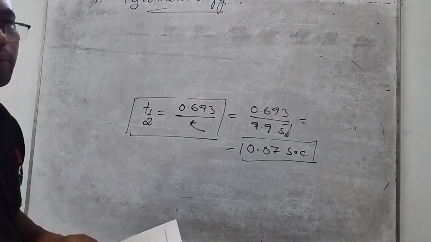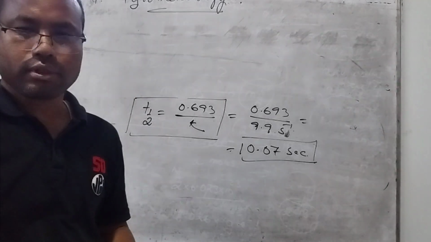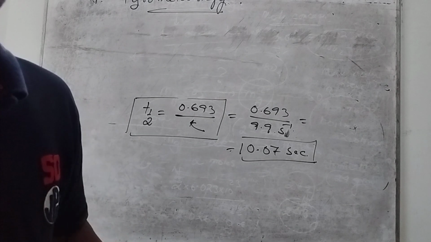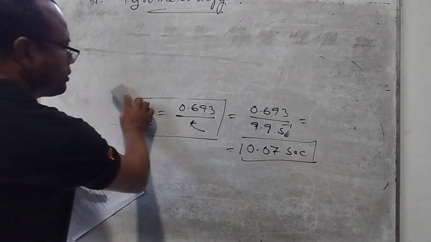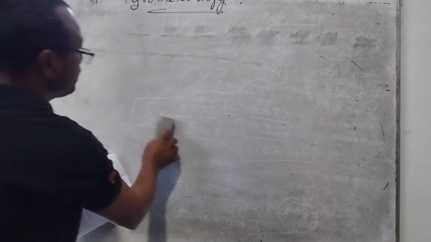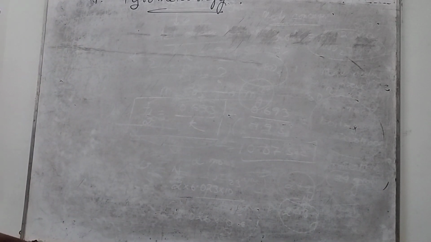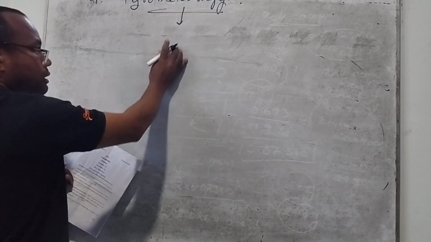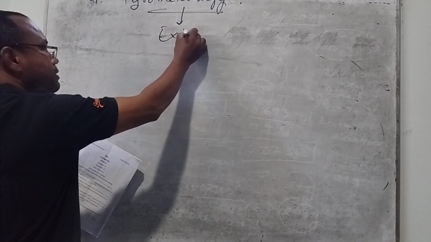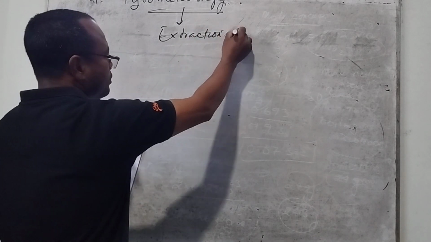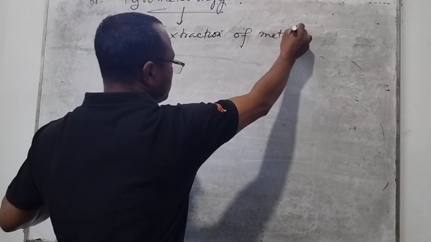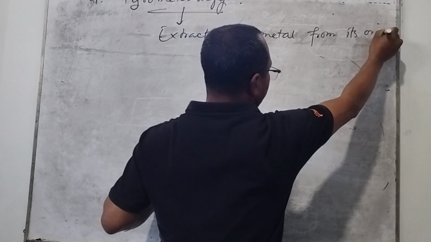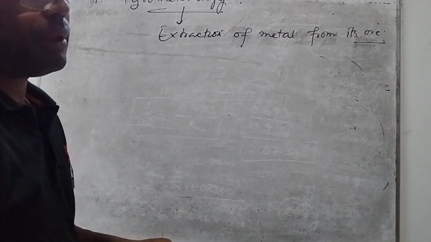In our chemistry, there is a very small chapter that we call metallurgy. It carries only 3 marks from that chapter. So this is the question related to metallurgy. Let us start by remembering what we mean by metallurgy. We know it very easily: it is the process of extraction of the metal from its ore. That is what we call metallurgy.